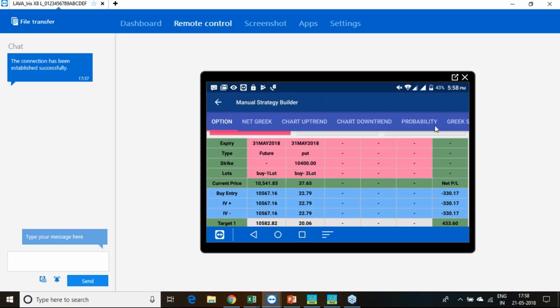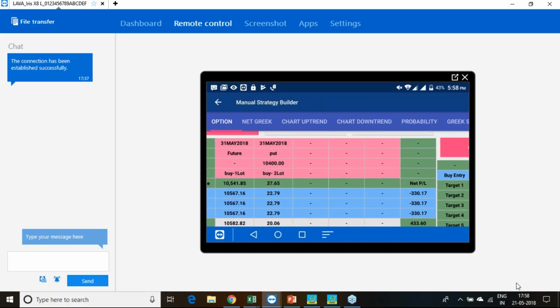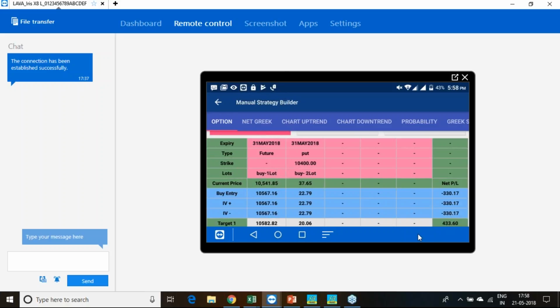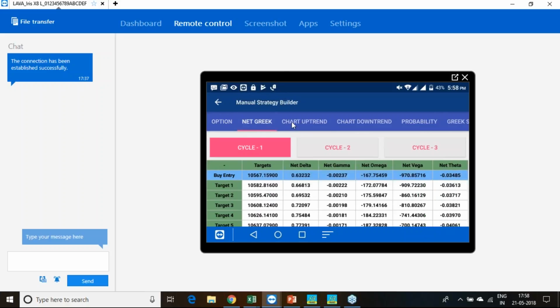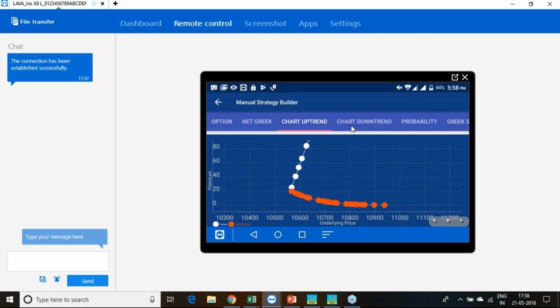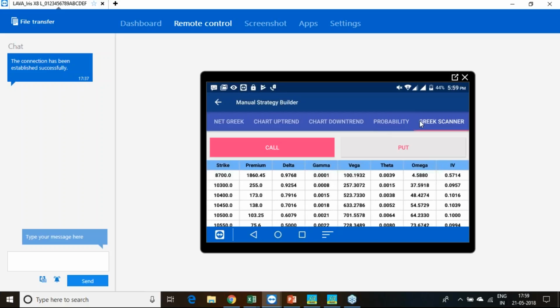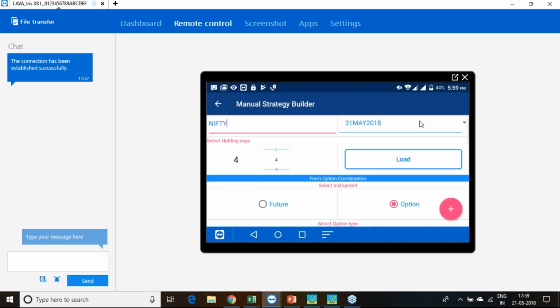Once I calculate, it will show me the results. Whatever net profit and loss you get, you will see it here, and the net Greek analysis will also be here. You can see the chart and the graph here as well. A probability factor is also given: what is the probability that the put option can give you success, you will get that. Put call ratio you will also get. So many things, and we have given a Greek scanner too. Many new features are being added here.